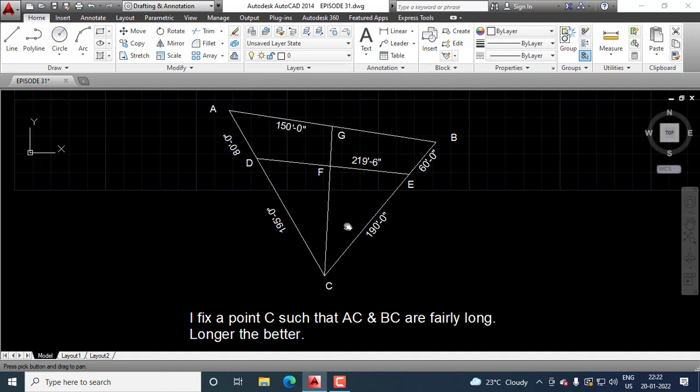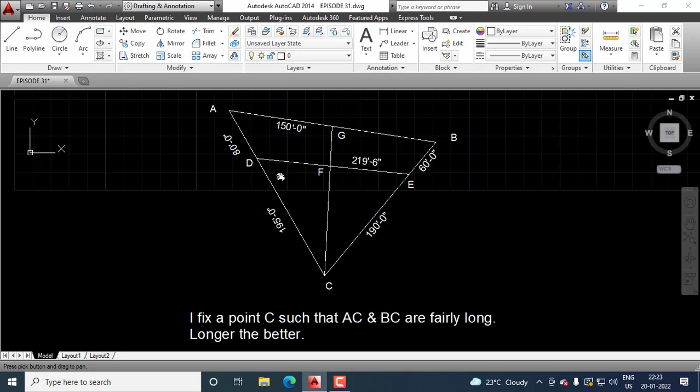Here we violated the principle of working from the whole to the part. This is part and this is whole. We worked from part to whole. We worked from CF to CG. CF is part and CG is whole. This violates the principle of working from the whole to the part. But there is no other alternative.